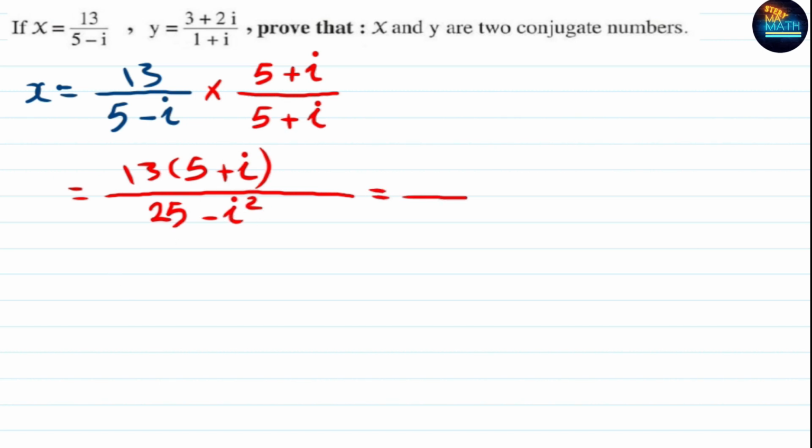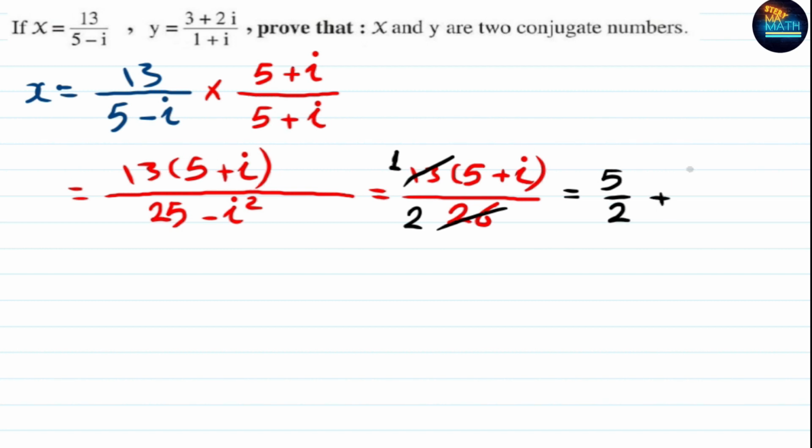All right, so you have 13 times 5 plus i in the numerator again, and 25 minus i squared means 25 minus negative 1, which is 26. All right, now 13 and 26 you can simplify. They are divisible by 13. So 13 divided by 13 is 1, and 26 divided by 13 is 2. Now we have 5 plus i over 2, which is 5 over 2 plus 1 over 2 i. That is the first number, which is x.